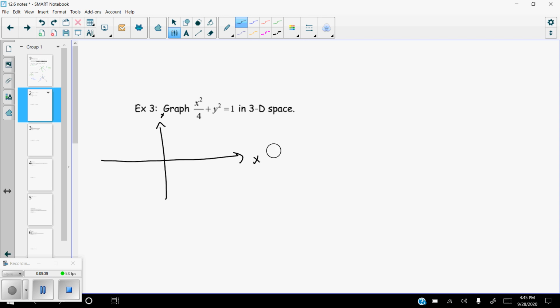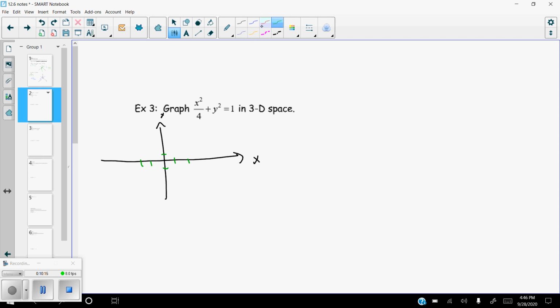If you haven't already recognized, and this is kind of why we did the last summer assignment that I gave to you guys, this is the equation of an ellipse. If you plug 0 in for x, so we're trying to find the y-intercepts, the y-intercepts here are going to be positive and negative 1. If I plug 0 in for y, we get the x-intercepts, so multiplying both sides by 4 gives x squared equals 4. So my x-intercepts are going to be positive and negative 2.